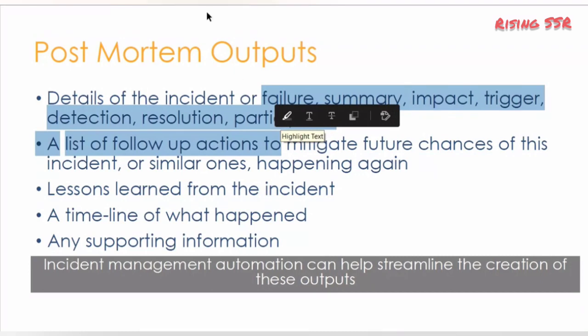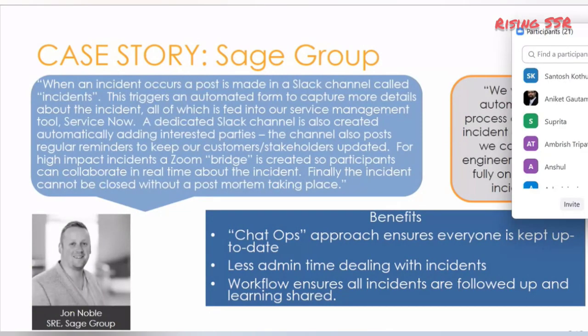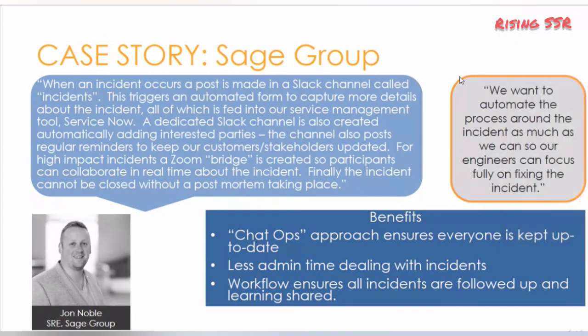This is the case study for Sage Group. The key concept here is that incident management automation was what Sage focused on. And there was an appreciation that incidents are going to happen. So try and take away the admin pain to focus engineers on resolution. And as you can see, tooling really helped them. It's a very good example.